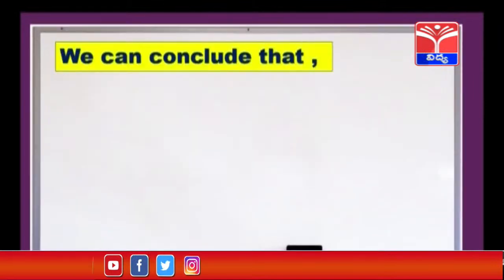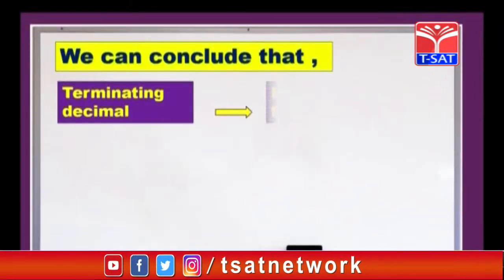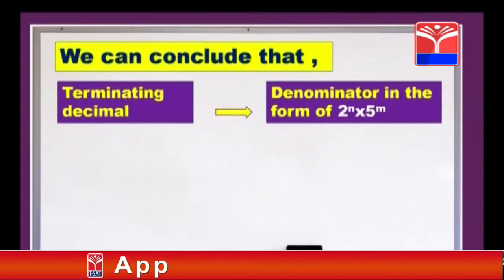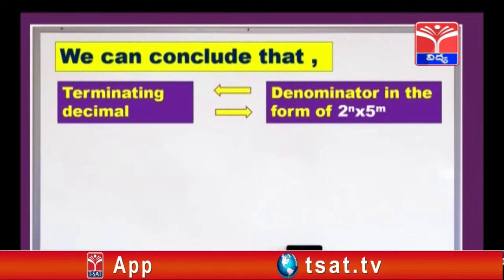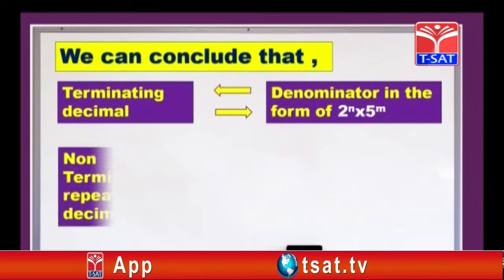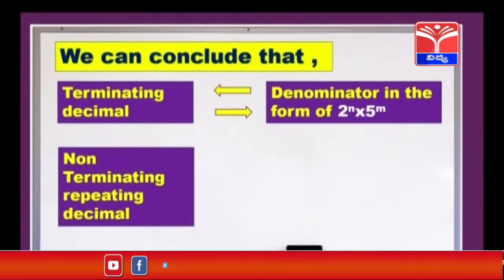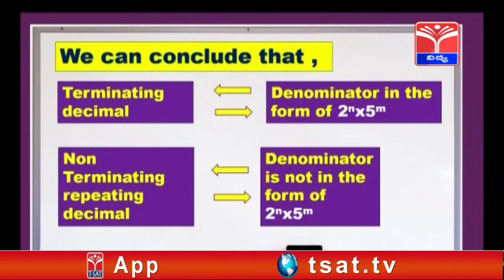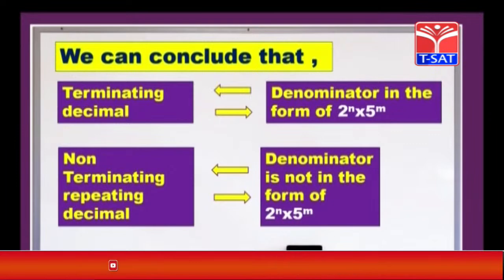So we can conclude that for a terminating decimal, the denominator is in the form of 2 power n into 5 power m. If the denominator is in the form of 2 power n into 5 power m, then it will be a terminating decimal. Otherwise, if the denominator is not in the form of 2 power n into 5 power m, then the decimal form is non-terminating repeating.